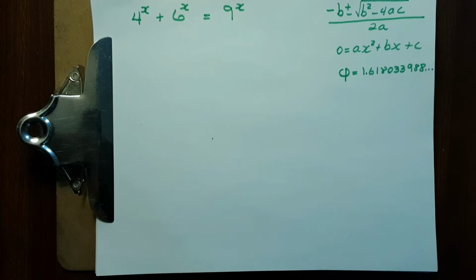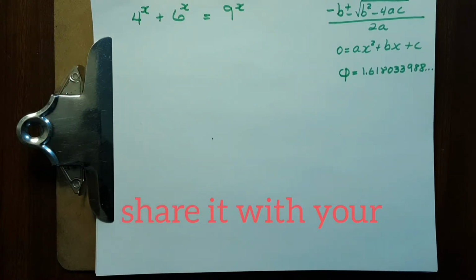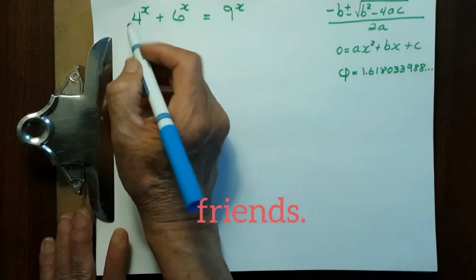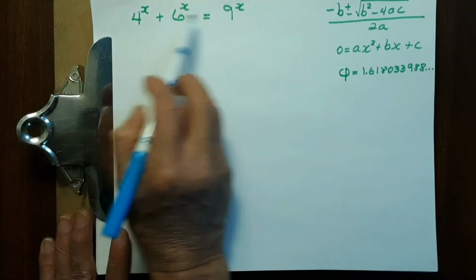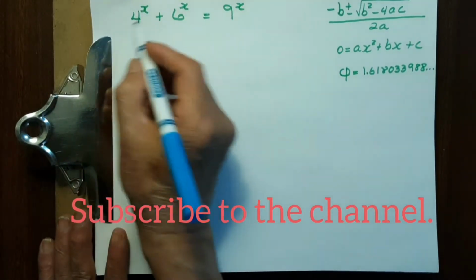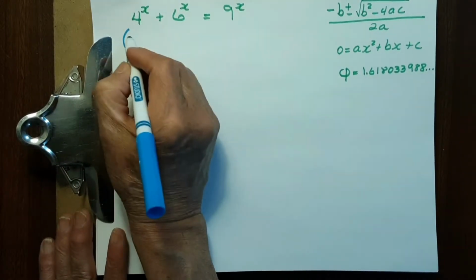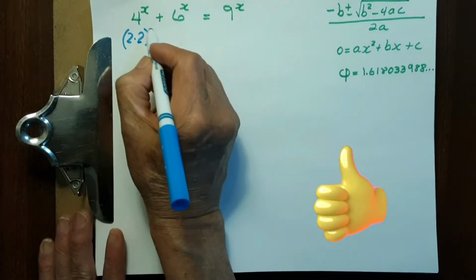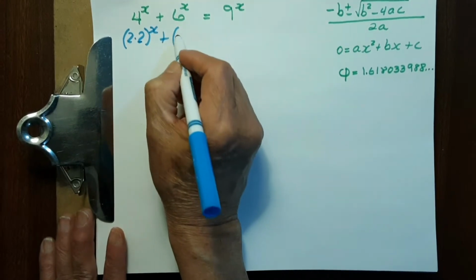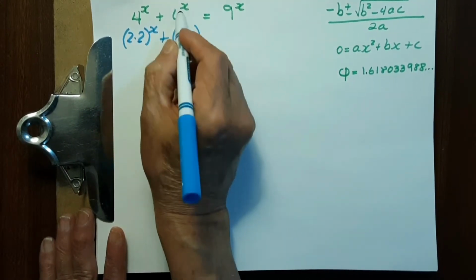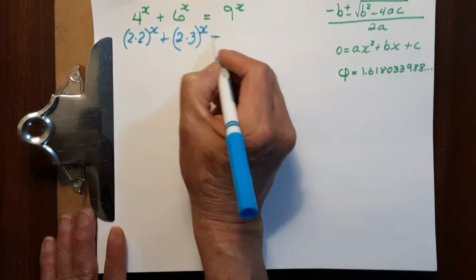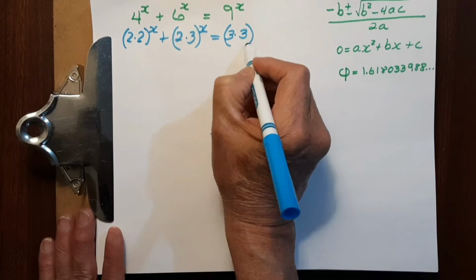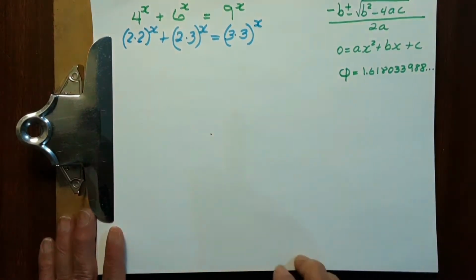I will start solving this equation for you. Okay, we're gonna decompose these numbers in factors. This can be decomposed like this: 2 times 2 equals 4 to the x, plus 2 times 3 equals 6 to the x. Here, 3 times 3 to the x, right?